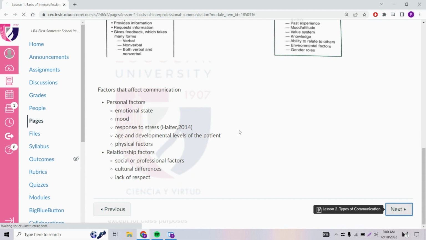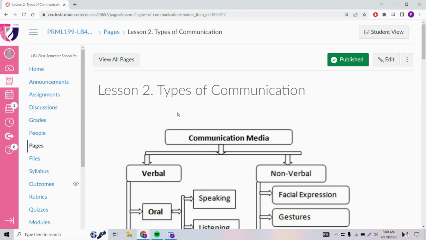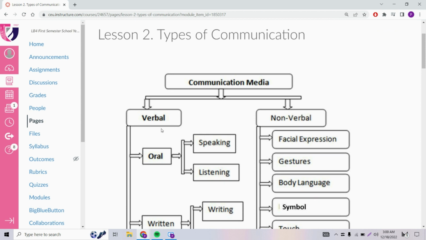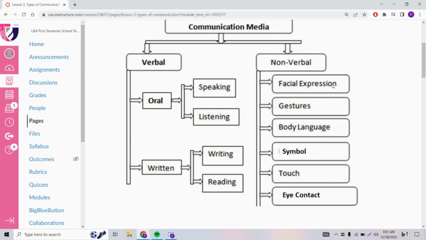Let's go to your lesson 2 of module 4. Let's go to the type of communication. Now, earlier I told you na meron dalawang klase, the verbal and non-verbal. Now, the verbal is typically oral or could be written. When you say oral, this would refer to speaking and listening, while for written, it could be writing or reading. While for the non-verbal, facial expression, gestures, body language, symbol, touch, and eye contact.